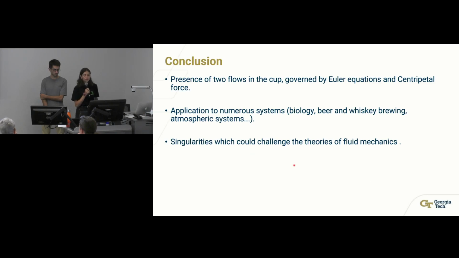So to conclude, we saw that the two flows in the cup are governed by Euler equations and are explained by the centripetal force. The Tillich paradox can be applied to numerous systems in biology, in beer and whiskey brewing, in atmospheric systems, and the singularities challenge the theories of fluid mechanics.